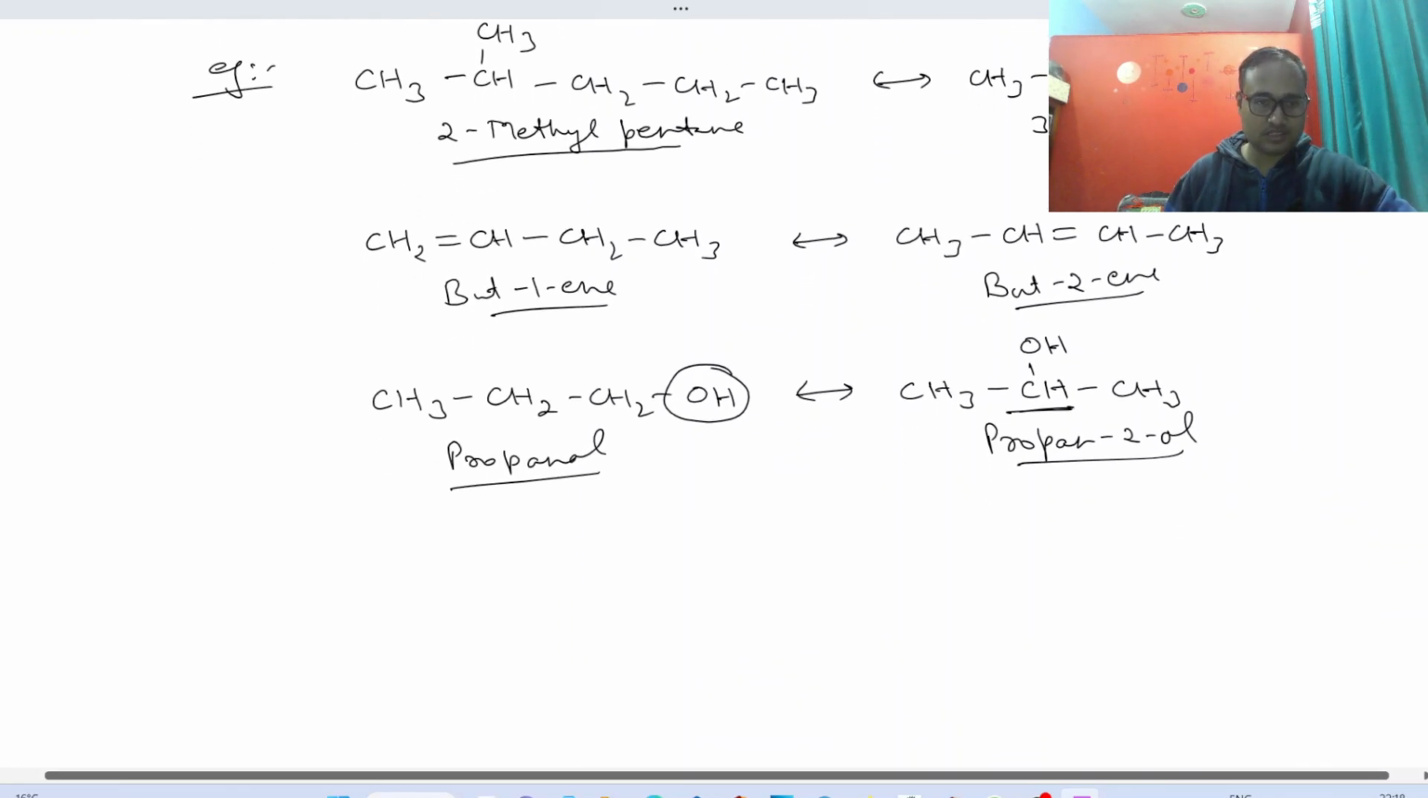Third, structural isomerism is the functional isomerism.